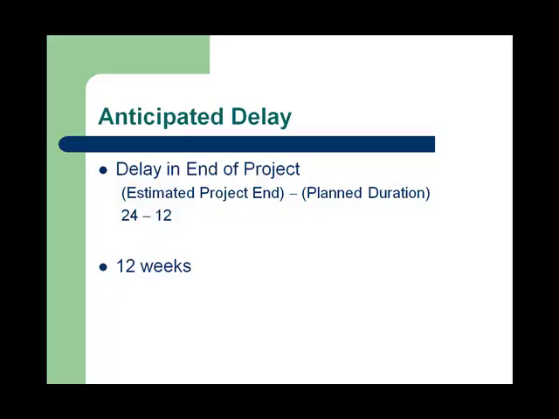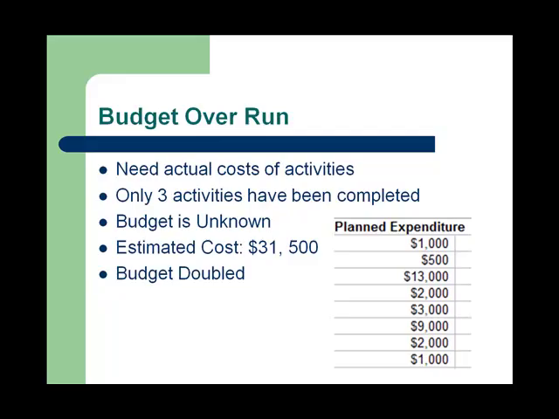Budget overrun. The actual cost for all the activities are needed in order to derive the budget overrun. But since only 3 activities have been completed, we are unable to know for certain what the budget overrun is. We can predict, however, what we think it will be based on the total of our estimated expenditures, which is shown in the bottom right-hand corner. That total is $31,500. Because our estimated project end was doubled at 24 weeks, we can therefore infer that our budget will also be doubled as well.